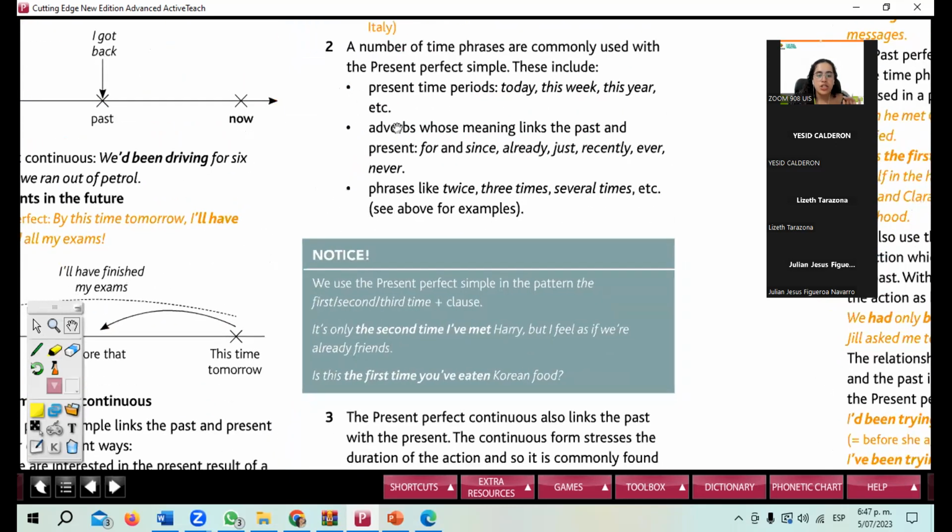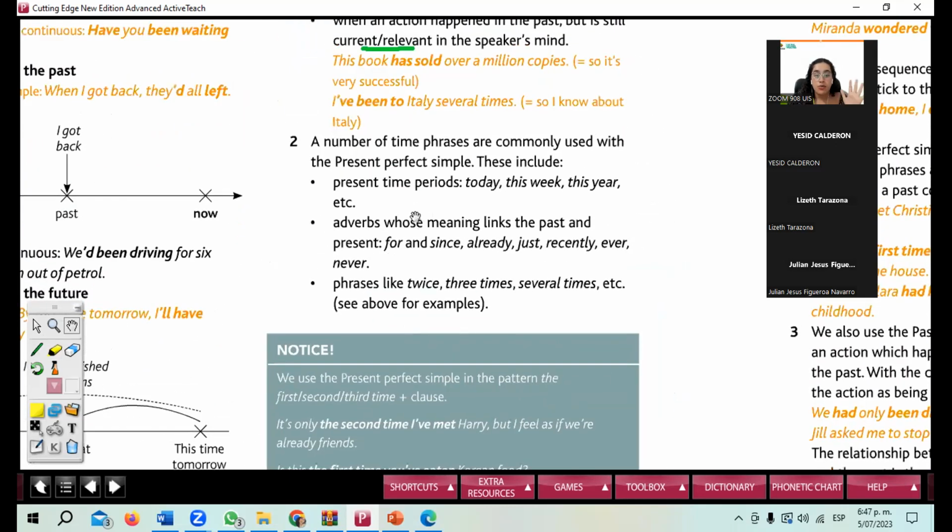Okay, and to finish the present perfect, some phrases that we can use generally with the present perfect are today, this week, this year. Some adverbs: for and since, already, just, recently, ever, or never. And phrases like twice, 3 times, dos veces, tres veces, several times, okay? These are some common phrases with the present perfect, okay?